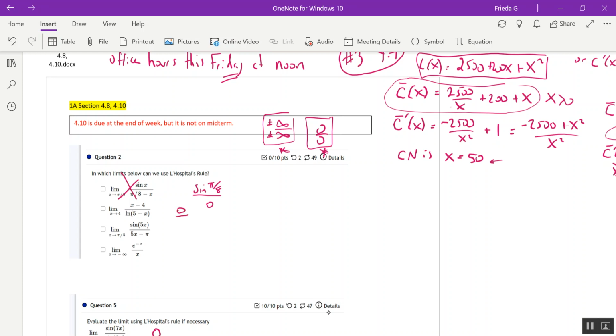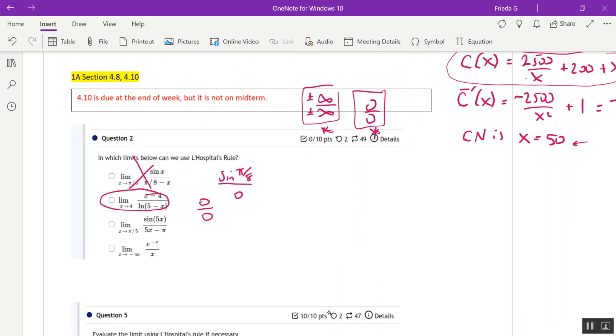On top, you're going to get 0. And on the bottom, you get ln of 1. ln of 1 is 0. That's good. The next one, you're going to get sine of 5 times pi over 5, which is pi. So sine of pi is 0. And on the bottom, you get 0. So you could use L'Hopital's rule on that. And then for this one, on the bottom, you're going to get negative infinity. And on the top, as x goes to negative infinity, e to the negative x looks like that, but we're going this way. So we get infinity on top. So you could use L'Hopital's rule on that.